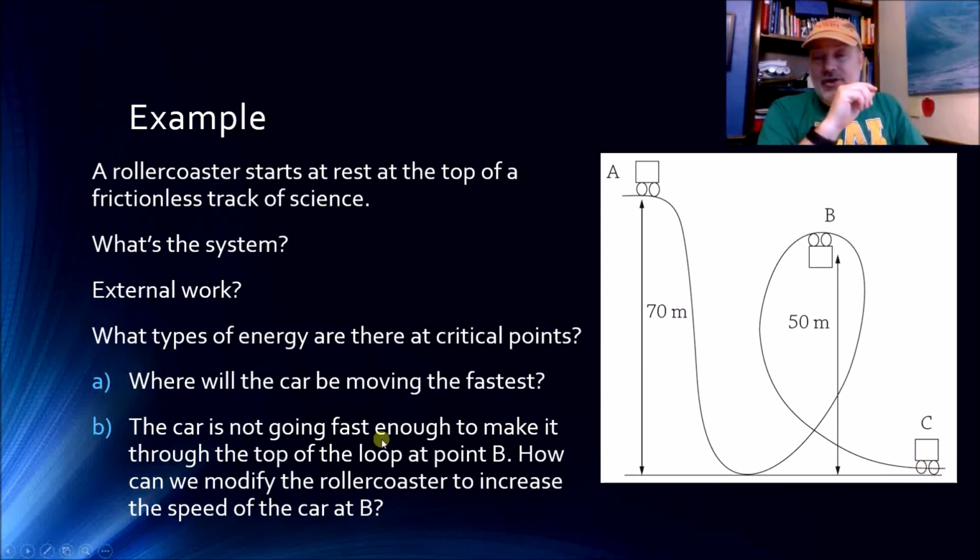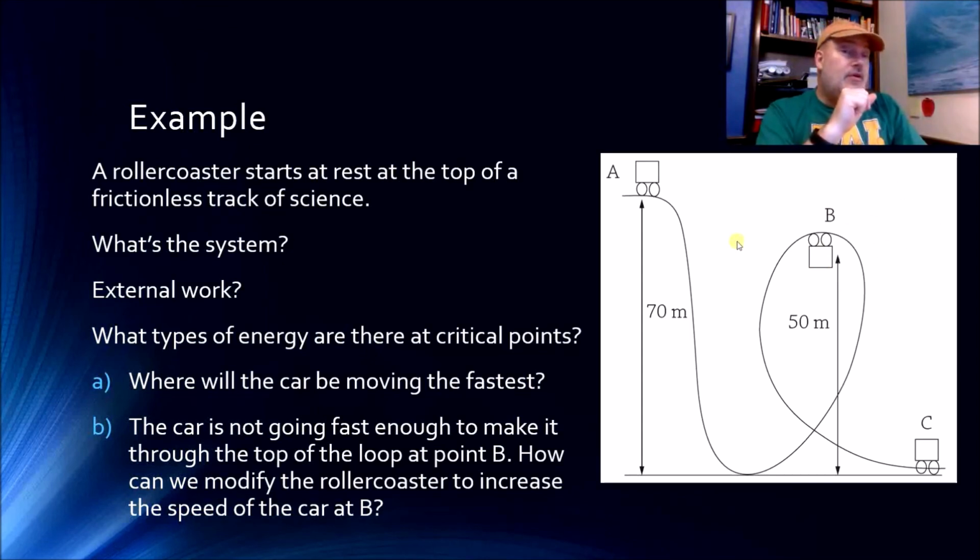The car is not going fast enough to make it through the top of the loop in point B. So remember, from circular motion, you have to be going a certain speed in order to make it through this loop. So let's say we're not going fast enough. What can we do to increase the velocity of the car right here? There's really three options. Well, really two options. Okay?